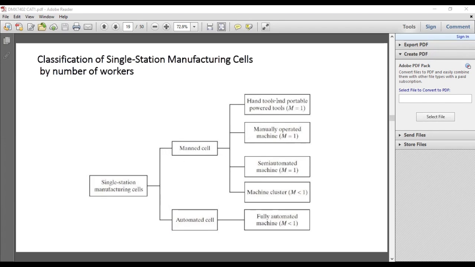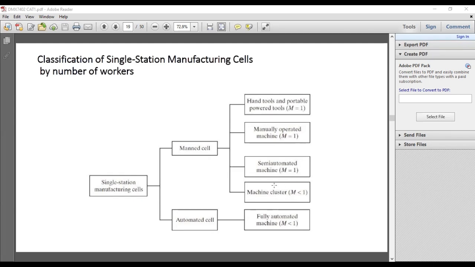It is classified depending on the number of workers. If hand operations or manual tools are used, there can be one worker attending the cell. Likewise, if the machine is manually operated, one worker will be attending. If semi-automated, a worker will still be there, so you have to utilize manpower totally.